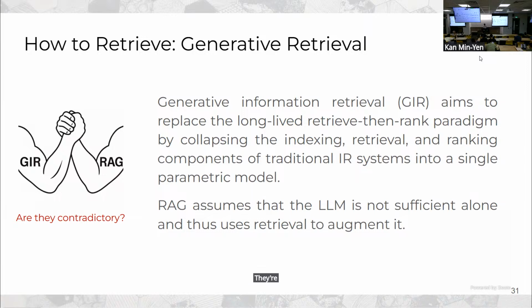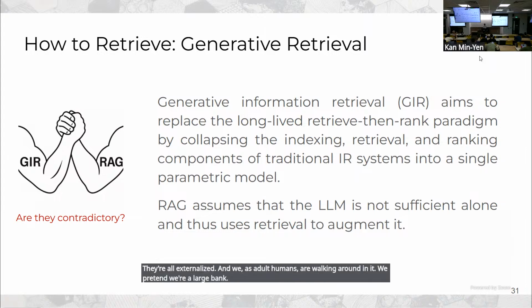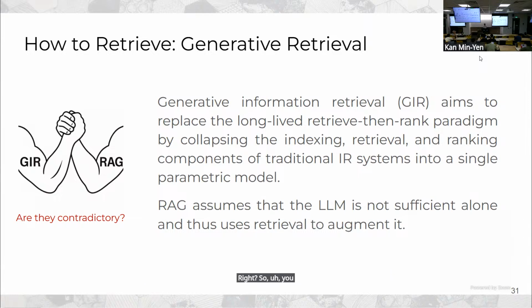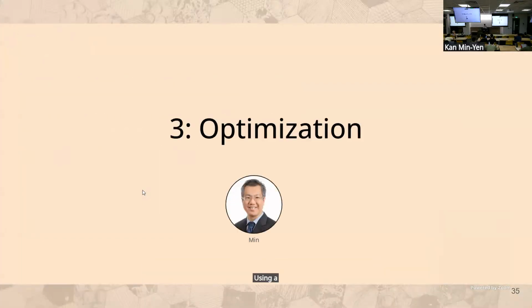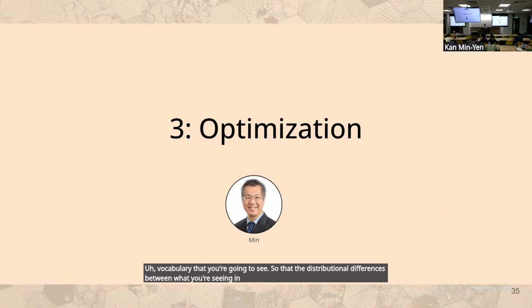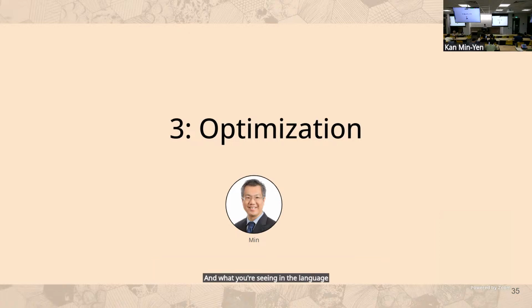They're all externalized, and we as adult humans are walking around in it. We pretend we're a large language model, right? So you can't ask a primary 2 child or 1 child to go into the adult library and answer questions, right? That would be akin to using a tiny language model and using a huge data set, right? So you're probably right in the sense that you need at least some general language competencies to handle all the different vocabulary that you're going to see, so that the distributional differences between what you're seeing in the data store and what you're seeing in the language model can sort of coincide.